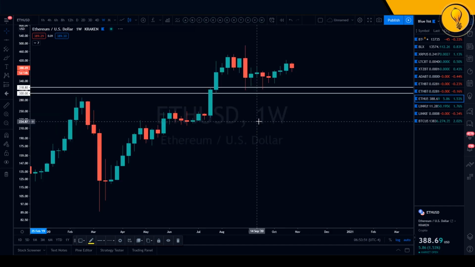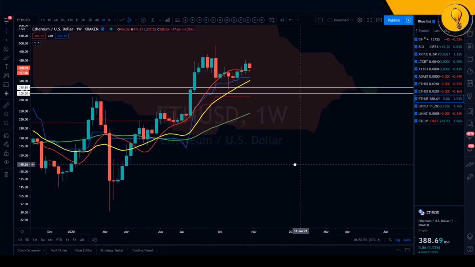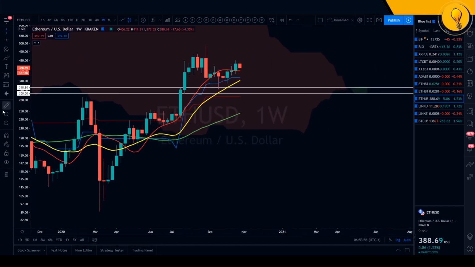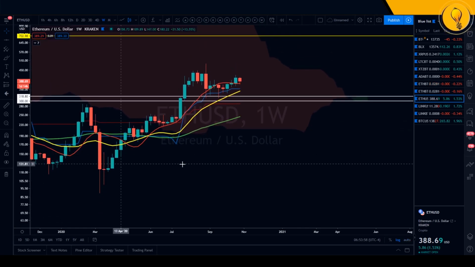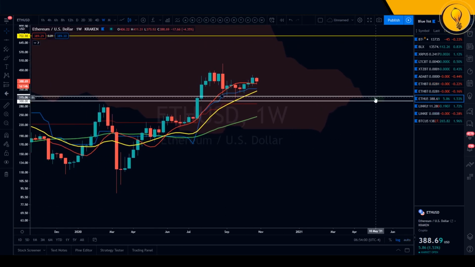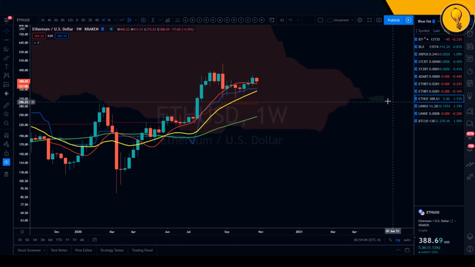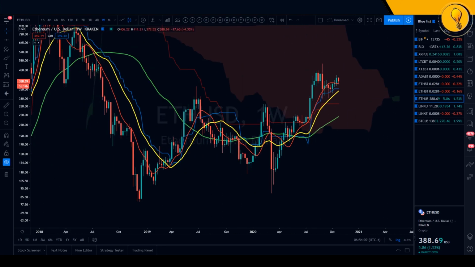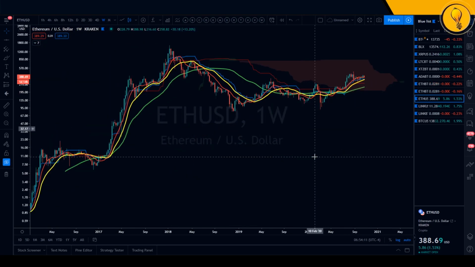Let's quickly pan it over to the weekly and see what we're doing there. Ethereum relative to its weekly cloud, this is looking good. Okay, the cloud is green. If you notice, I'm just going to switch off my horizontals for just a minute. The cloud has officially turned green for Ethereum. All right, when was the last time we did that? I'm just going to fix my scale. The last bull market. Damn.